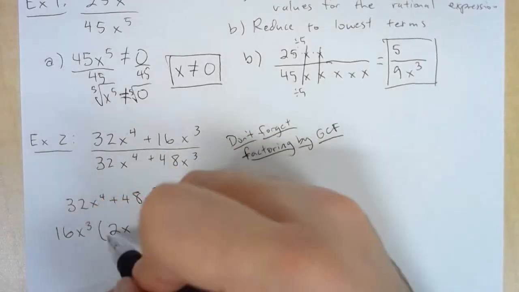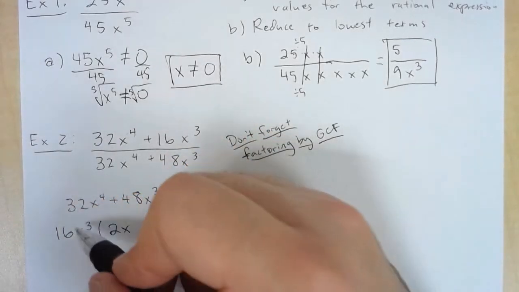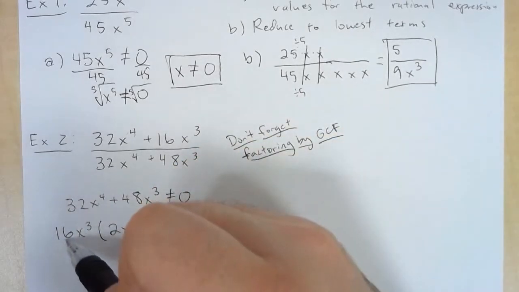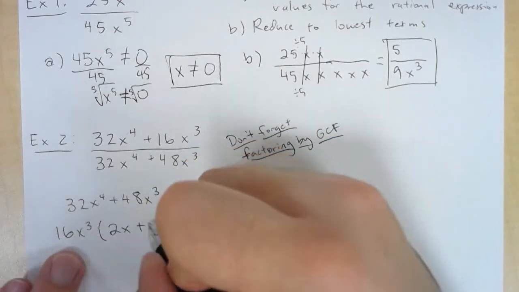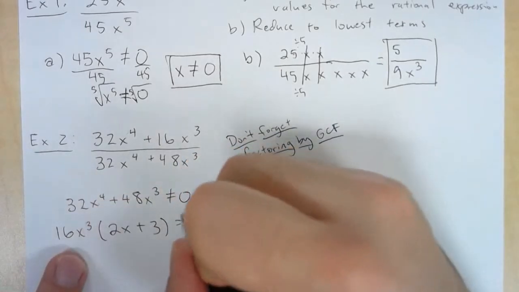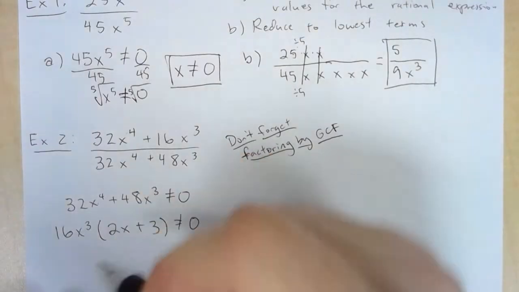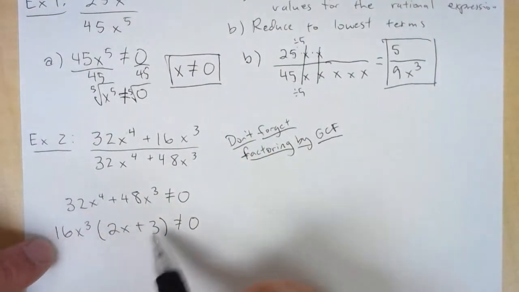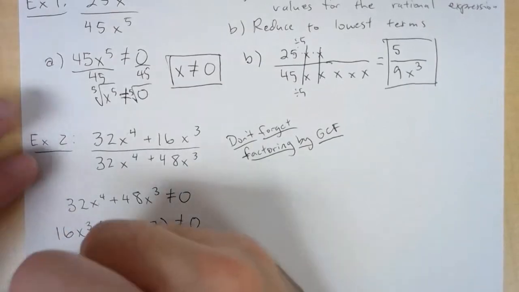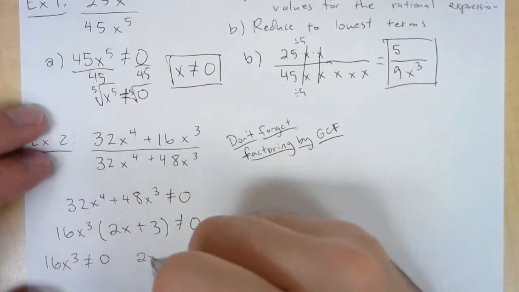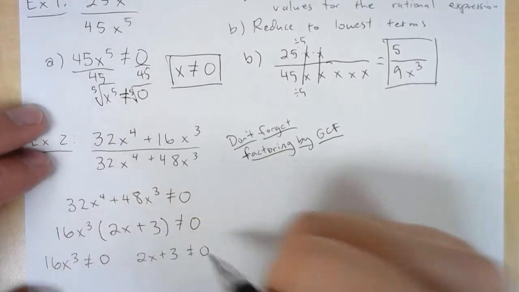So 2x multiplies it. 16 times 2 is 32. X to the 3rd times x is x to the 4th, plus, let's see, 16 times 3 gives us 48, and x to the 3rd times 1 gives us x to the 3rd. So this cannot equal 0. So we've got two things that it cannot be. So I'm going to break these into two different equations. This can multiply by this, so we use the zero product property to say that either 16x to the 3rd cannot equal 0, or 2x plus 3 cannot equal 0.